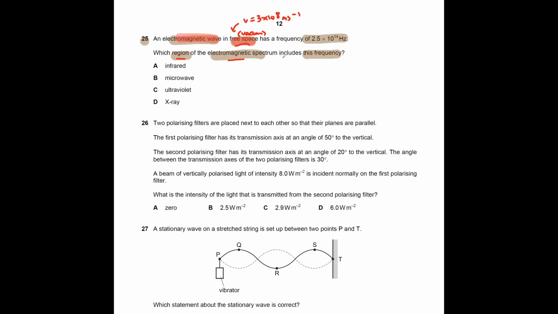If you use the equation v = f lambda, your speed is 3 times 10 power 8, your frequency is 2.5 times 10 power 14 times lambda. Lambda would be 1.2 times 10 power minus 6 meters. And then from there, you try to reproduce your EM spectrum. Just draw a series of vertical lines and then start labeling the wavelength from 10 power 3, reducing by 10 power 3 each time.